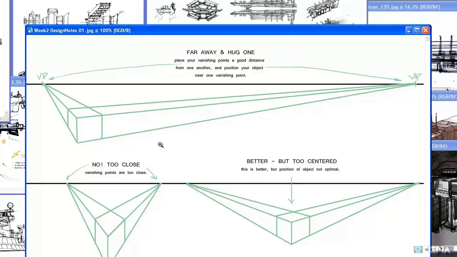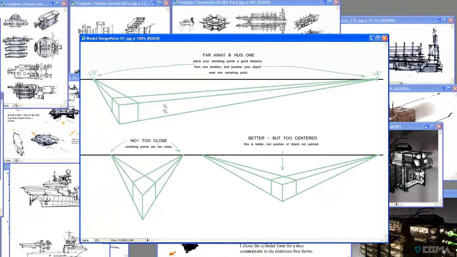So when you are initially placing your perspective lines, and I'll go through a series of these thumbnails in a moment, when you lay in your initial perspective lines, I want you to be sure to place your vanishing points far enough away from each other that you will be able to get a good read on an angle of your ship.